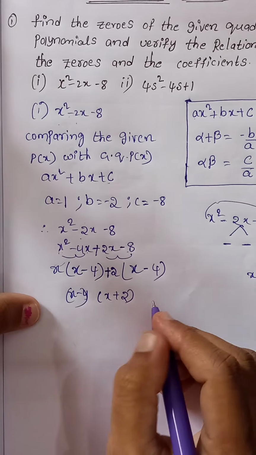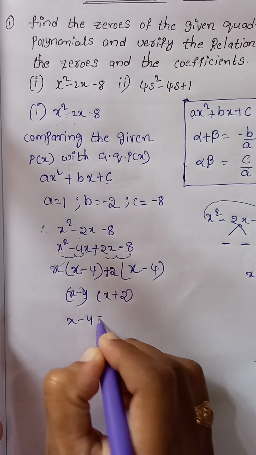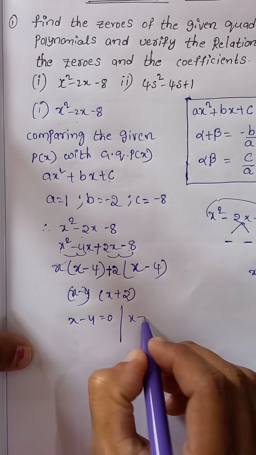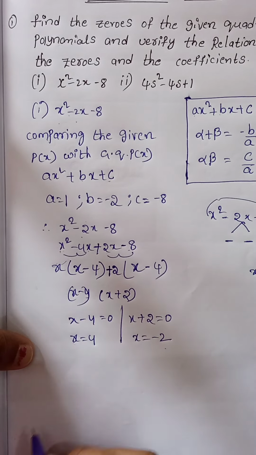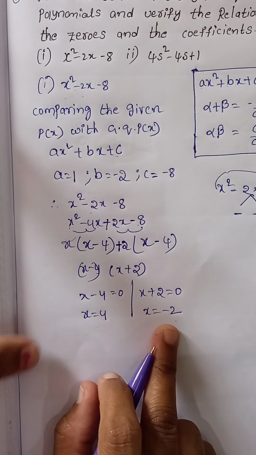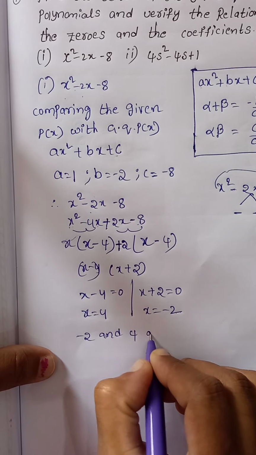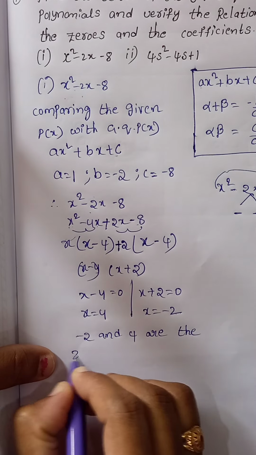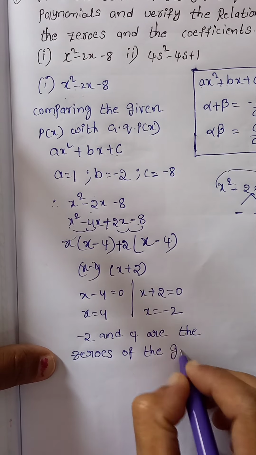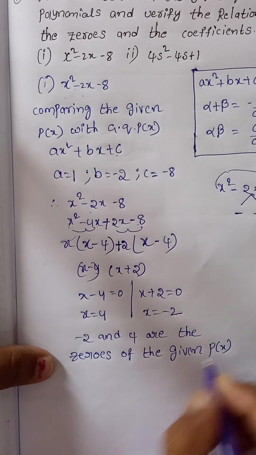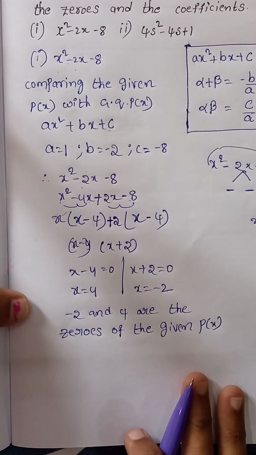X plus 2. So to find the zeros, we have to equate each of these to 0. X minus 4 equal to 0 and x plus 2 is also 0. X equal to 4, x equal to minus 2. So minus 2 and 4 are the zeros of the given polynomial P of x.